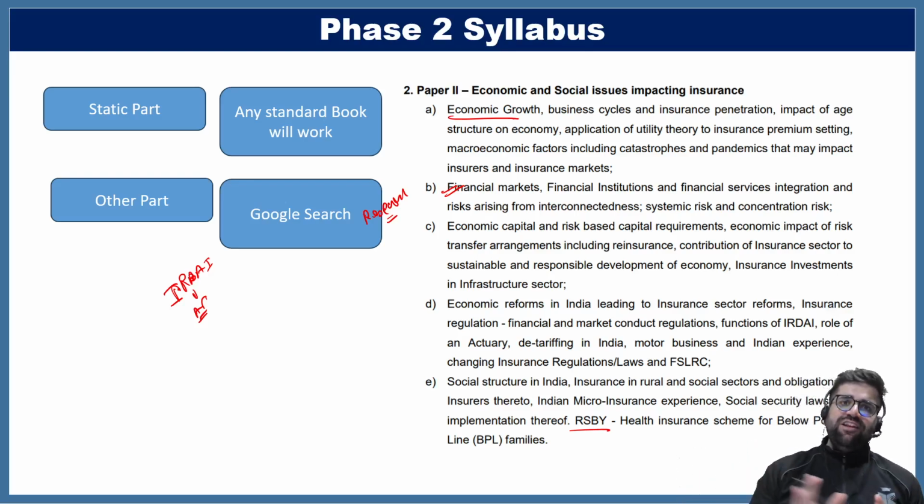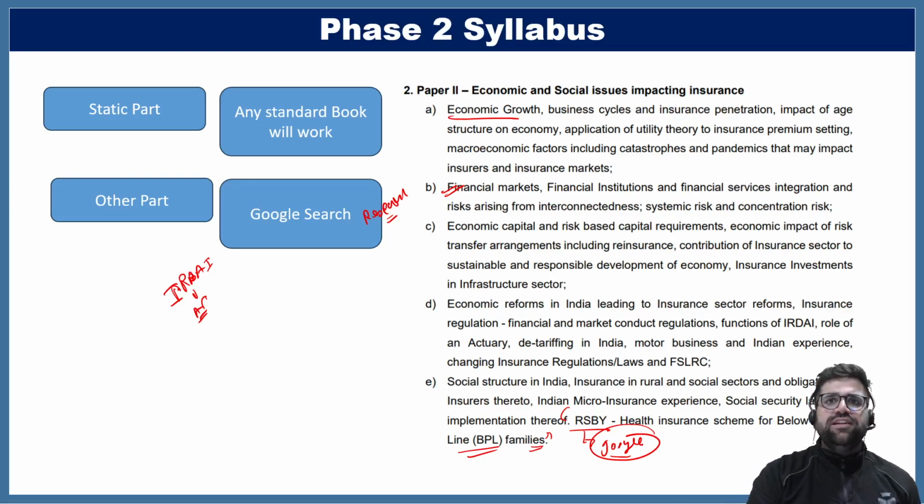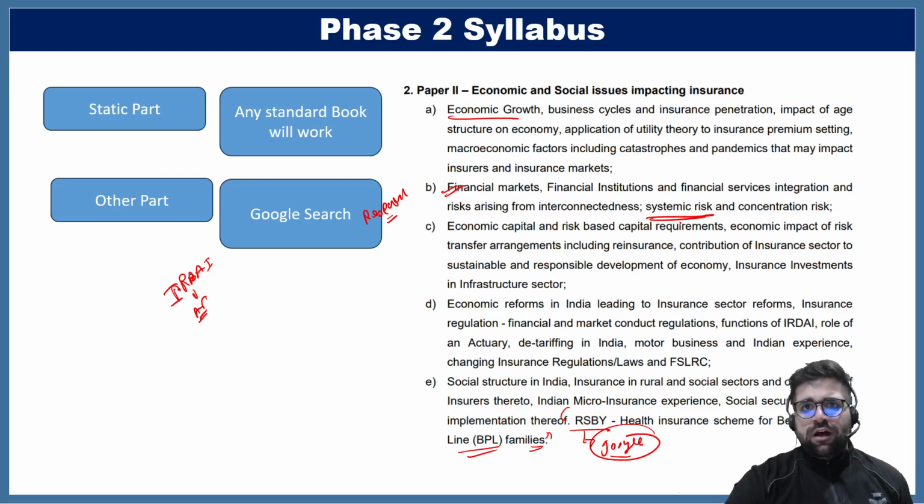For this, I will again advise you to use your Google search wisely. Pick a topic. For example, health insurance scheme for BPL families, which is RSBY, Rashtriya Suraksha Bima Yojana. You can paste it on Google and read around it: how RSBY has contributed to the insurance industry, what the positive impacts are, whether there are any negative impacts. In the same manner, if you have to understand what systematic risk is, you can read about it on Google.